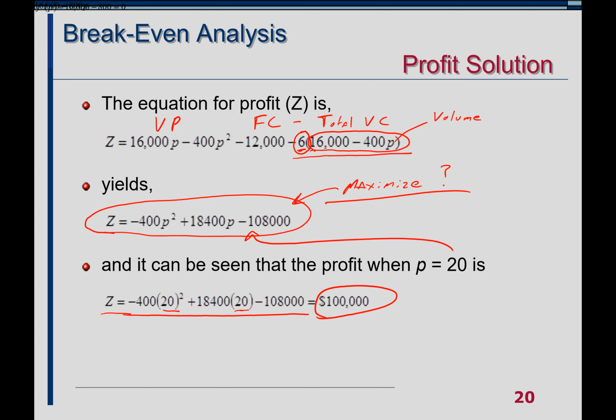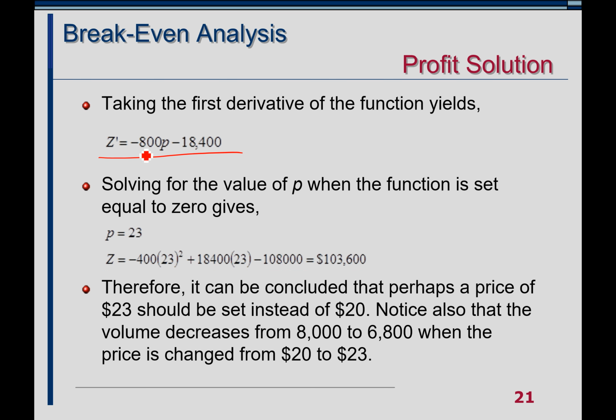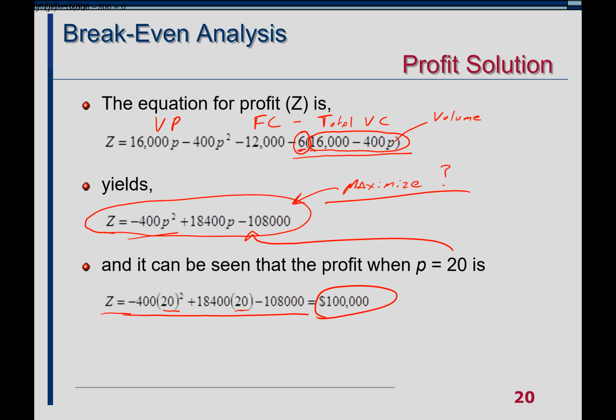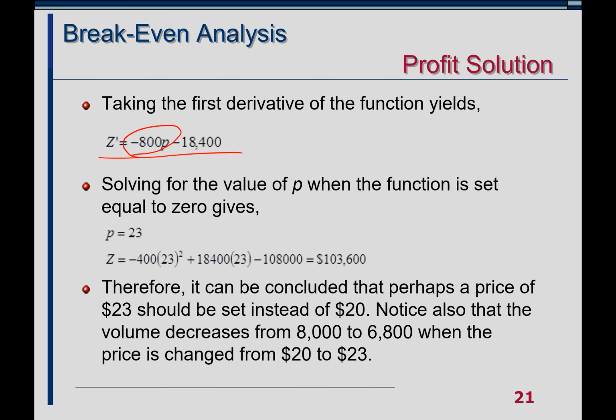Well, we get negative 800p here, which is this guy right here, because this 2 comes over here, and then this becomes a 1, so that gives us negative 800p. We get 18,400 because this guy drops out, and because this is a constant, when you take the first derivative of a constant, you get 0. So the first derivative of z is this guy right here. Okay? So if we go in and we solve for that equation, we get what?